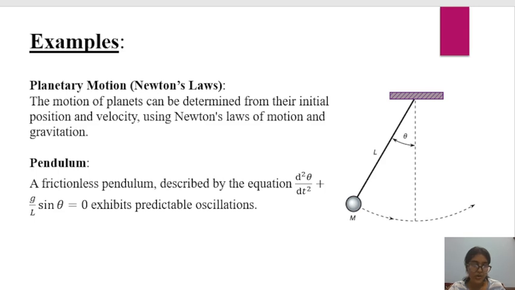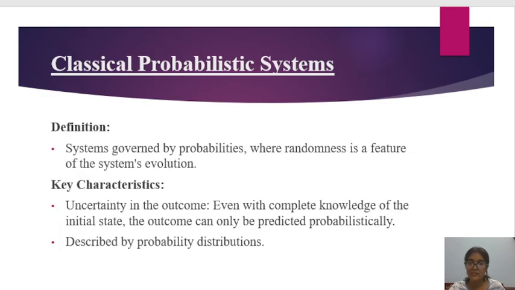Next, we will move on to classical probabilistic systems. These systems are different from the deterministic ones because their future behavior is not fully predictable. Instead of knowing exactly what will happen, we can only describe the future in terms of probabilities.